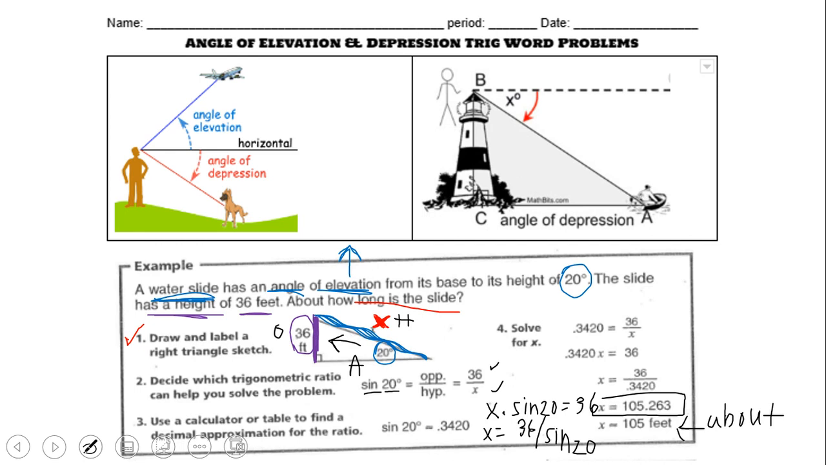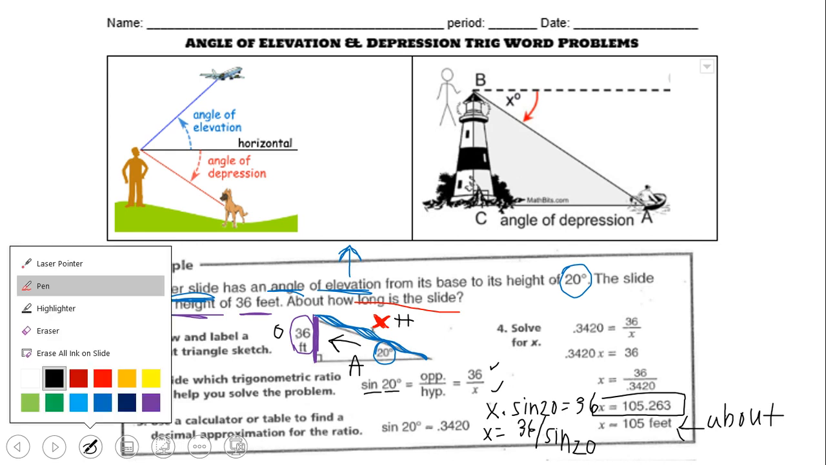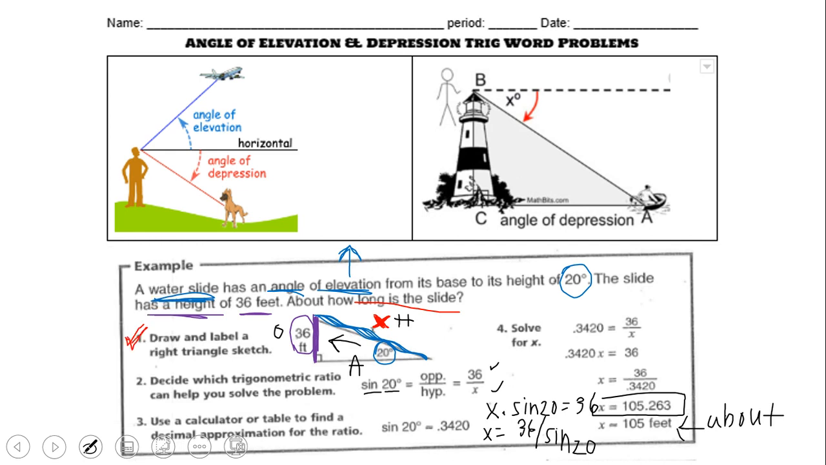So this is a reference for you. If you get lost in the problems, look back at step 1, draw the picture and label it. Step 2, figure out which trig function you're going to use. Step 3, use the calculator to solve for x and figure out what you need to do for this. So let's get into it.